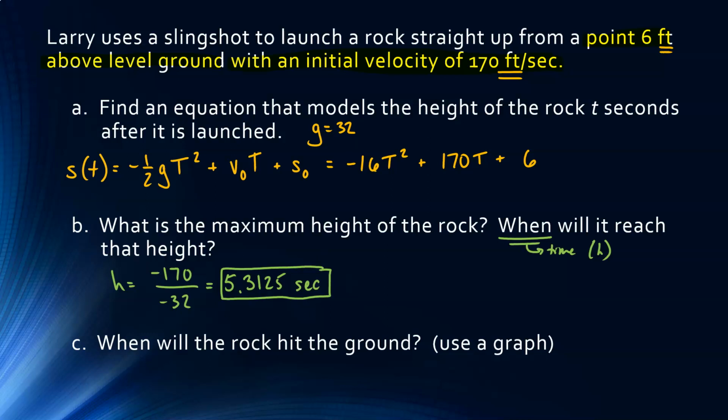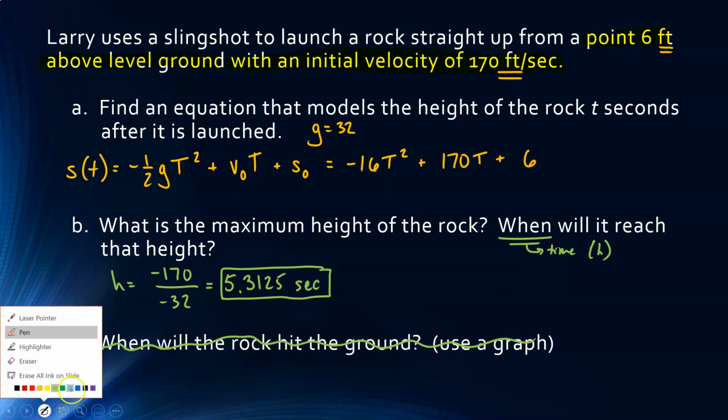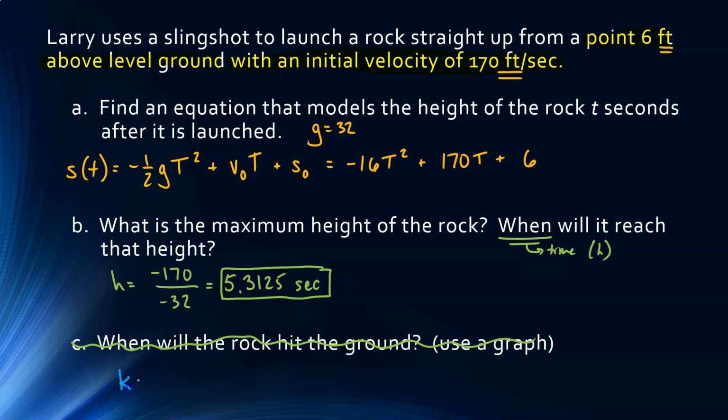So to figure out the actual maximum height, I'm going to use this space down here. We're actually going to answer that next question on the next slide. So to find the maximum height, we're going to plug that number into the equation, because remember that's your k value. Now this is going to be a huge equation, because we're going to have negative 16 times 5.3125.